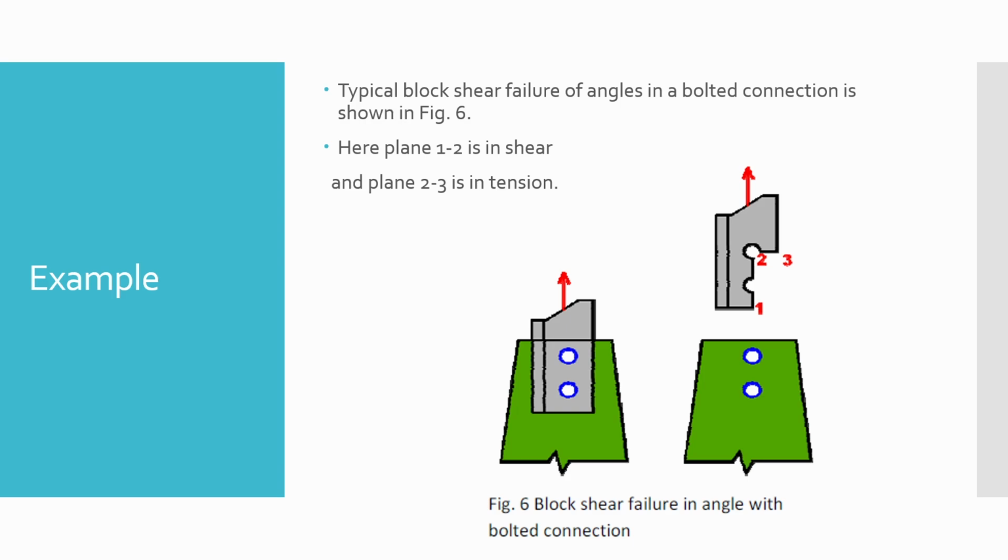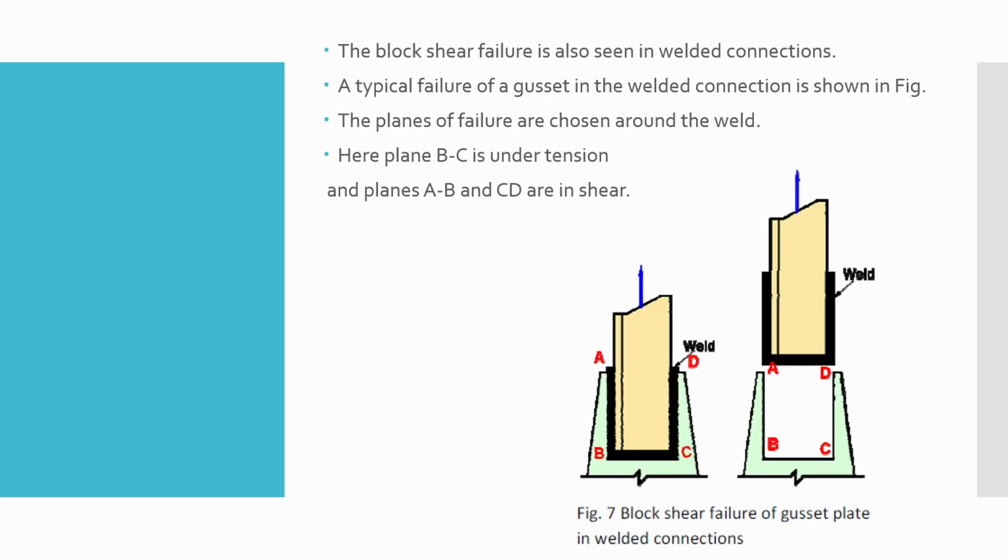In an angle section with a bolted connection, block shear can also occur. In this case, one plane experiences shear while the perpendicular plane undergoes tension. The block shear failure is not limited to bolted connections. It can also occur in welded connections where the failure path forms around the welded region.